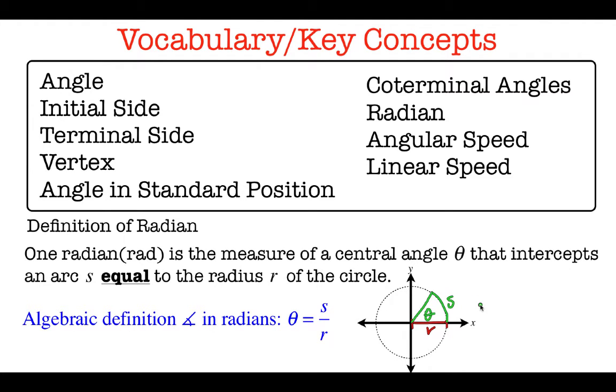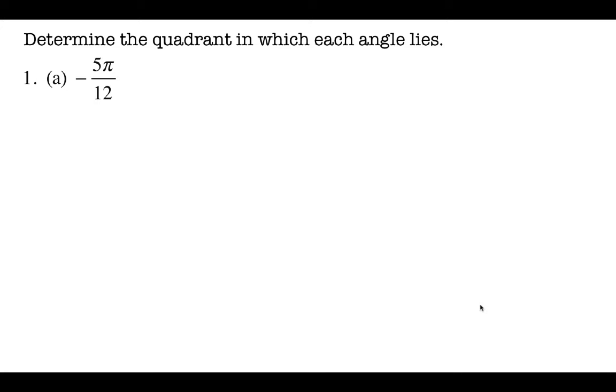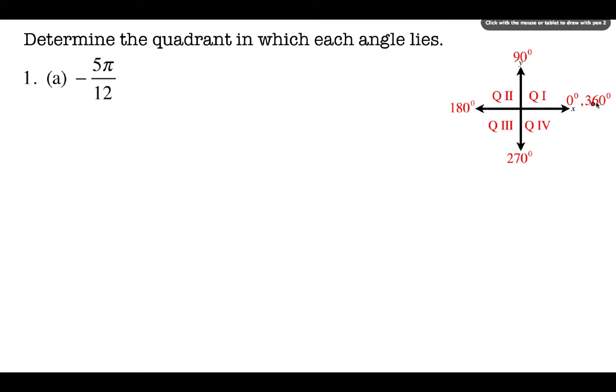Moving on to the next slide. Determine the quadrant in which each angle lies, and I'm giving you -5 pi over 12. Let's review quadrants. This is from Algebra 1: 1, 2, 3, and 4. Also, degree measurements. This is your 0 degrees, also 360 degrees. We open the degrees, counting counterclockwise from 0, 90, 180, and so forth, all the way to 360.